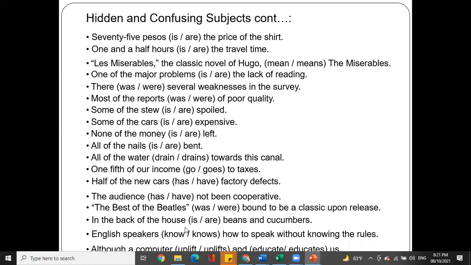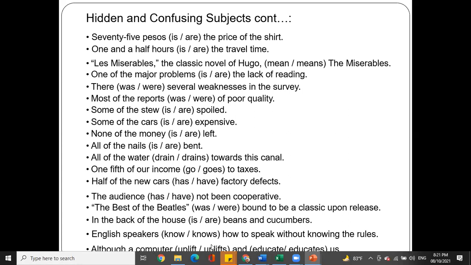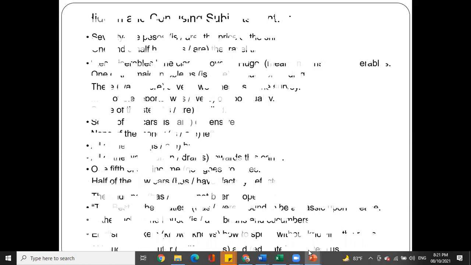Although a computer blank and blank us. Where is it, sir? Do you see it down there? Although a computer uplifts and educates us. Yes, it's singular. The computer uplifts and educates us. Okay, let's have one more slide.